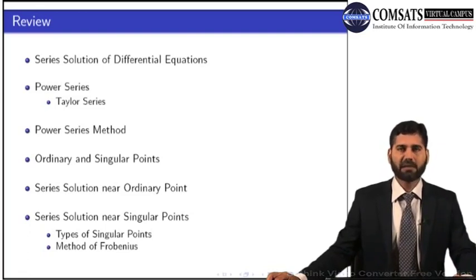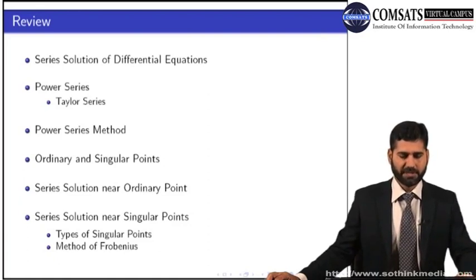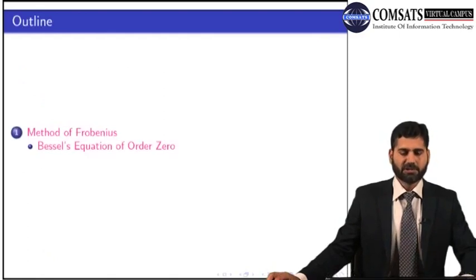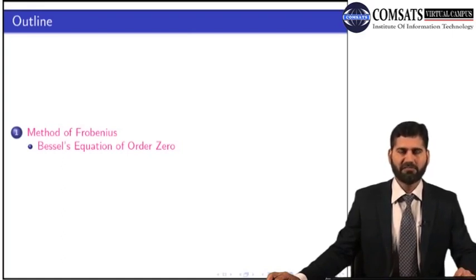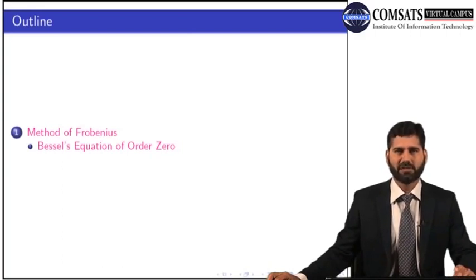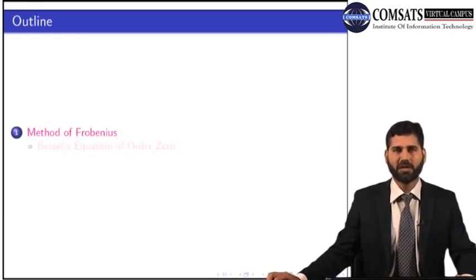I also solved 2-3 examples of series solution near an ordinary point in the last lecture. So in the last couple of lectures, we have studied this whole thing, series solution about ordinary and singular points. Today's lecture outline is the method of Frobenius, and then we will go on to solve Bessel's equation of order 0. Bessel's equation is a very important equation where series solutions have been adopted to solve it, especially the method of Frobenius. So let's start with the method of Frobenius first, and then we will go on to Bessel's equation.